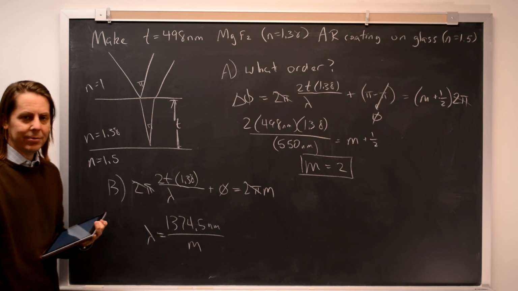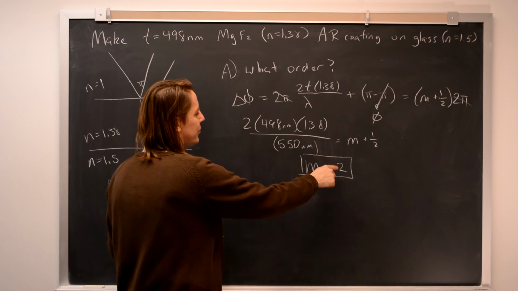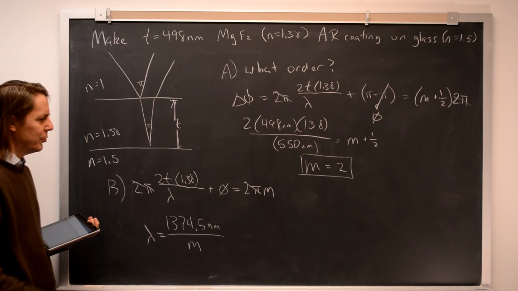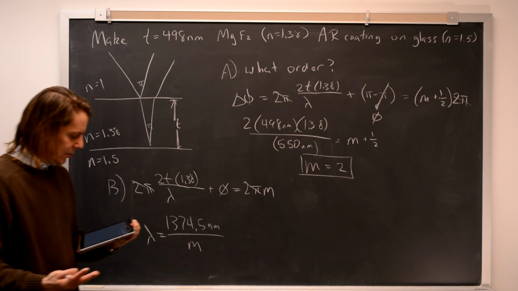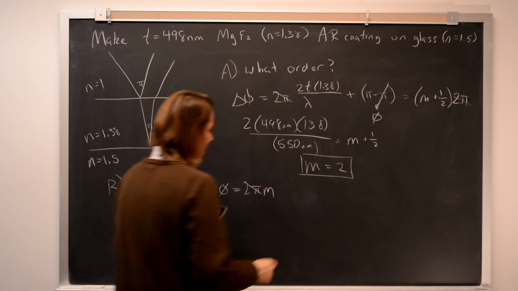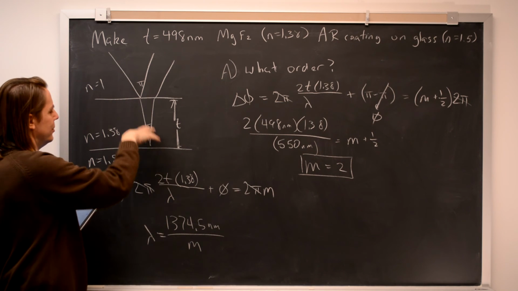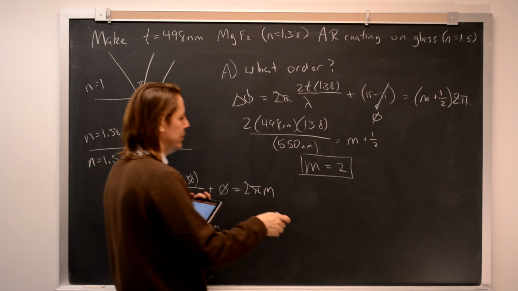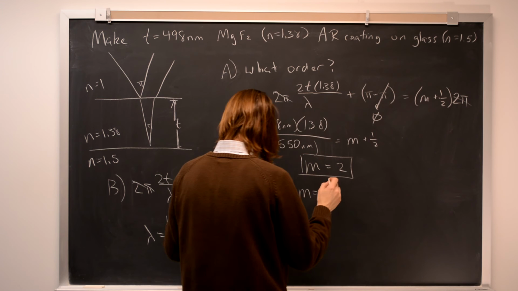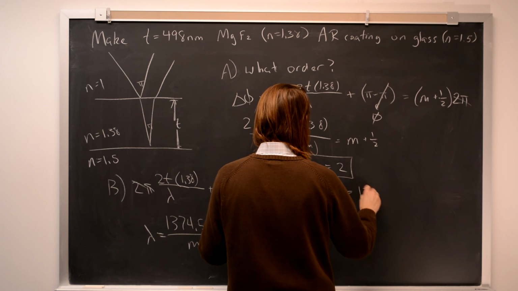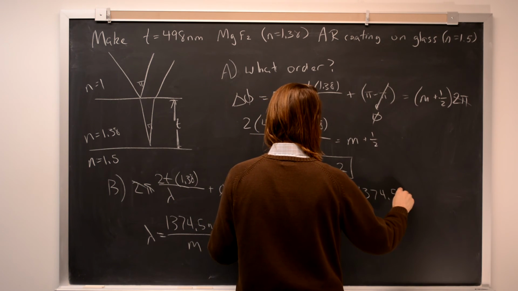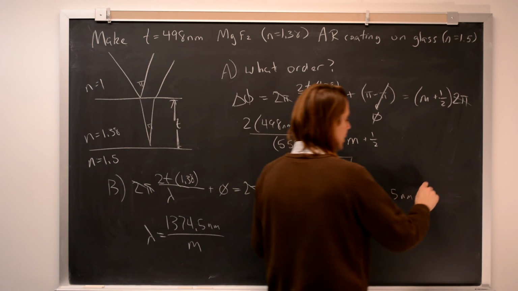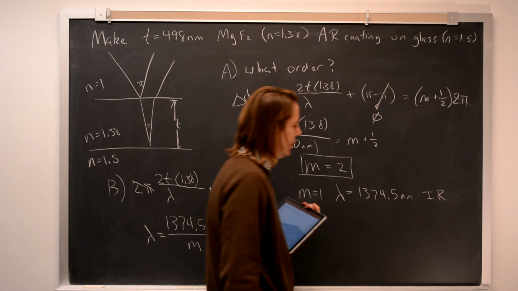And they're all going to happen. Just because this was designed at m equals 2 doesn't mean it only has physical effects at m equals 2. All the orders will occur, so let's calculate the lambda for all the orders. M equals 0 in this case doesn't make sense. M equals 0 would be lambda's infinity. So we don't have m equals 0 for this one. We have m equals 1 though, and for that, lambda equals 1374.5 nanometers divided by 1, and that's in the infrared. The near infrared, really.